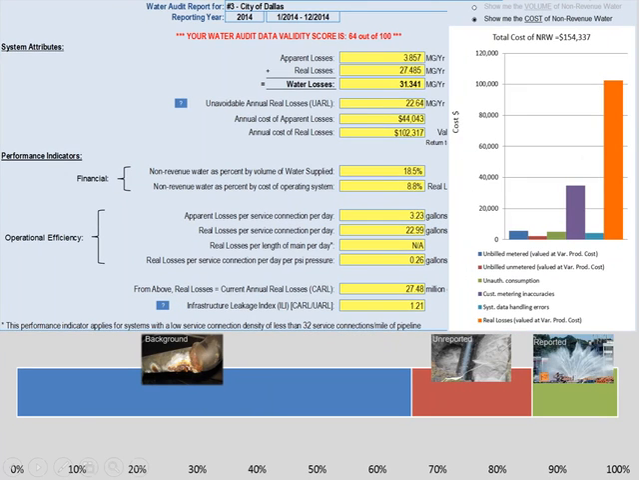One more example. In this case, the leakage overall is by far the biggest cost impact, and the next biggest, once again, is customer metering inaccuracies. So for this system, they can see that's where some priority needs to be placed, and maybe more importantly, they can see all of these others where priority should not be emphasized.